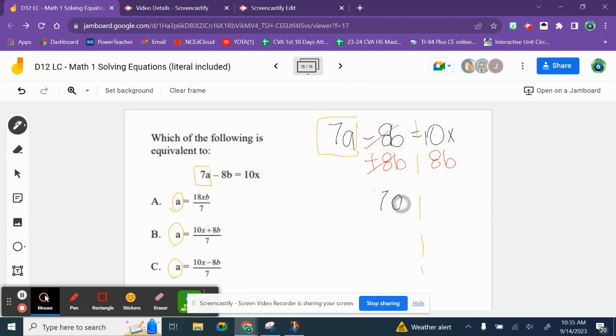So 7A equals, again, this is that positive 8B. There's an X right there. There's a B right there. They're not like terms, so we can't combine them. So we're just going to write what we had and then what we did. What we had and then what we did.